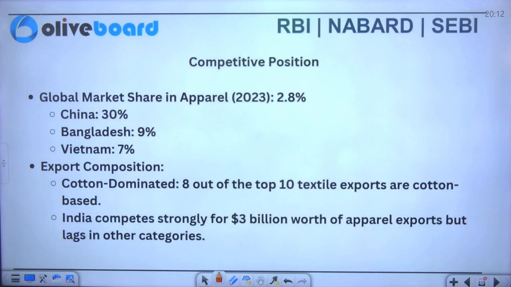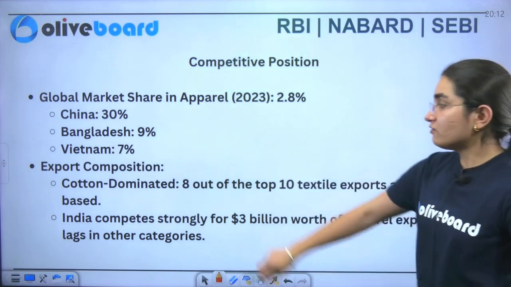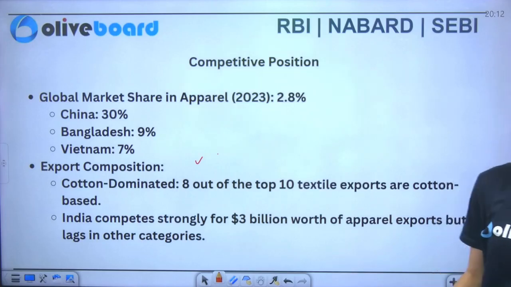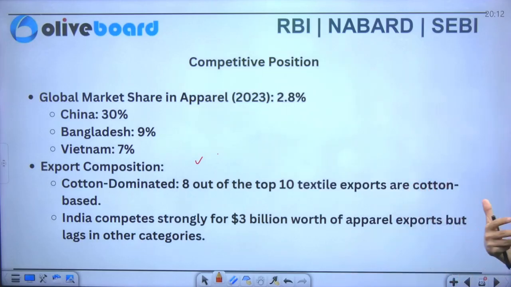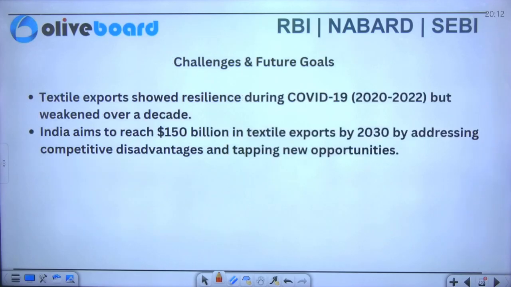Okay, now you'll see the global market share in apparel. So it is 2.8%. Specifically, China is 30%, Bangladesh consists of 9%, and Vietnam consists of 7% here. Now, if I talk about the export composition, you can see cotton dominates. 8 out of the top 10 textile exports are cotton based. Similarly, India competes strongly for $3 billion worth of apparel exports, but it lags in the other categories as well.